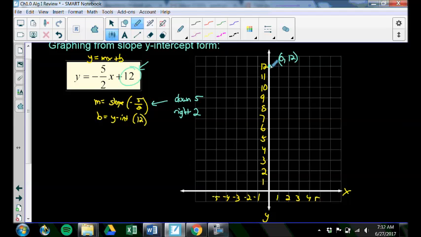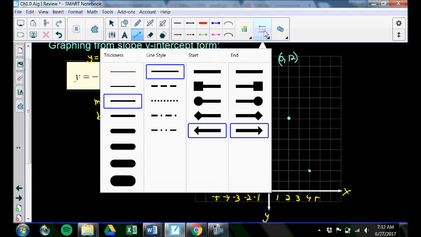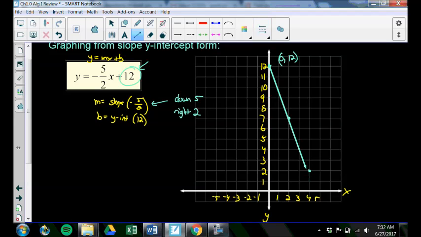So from this point, I count down 5, right 2, and that's one point on my graph. Then I'll go down 5 again, right 2 again. There's another point on my graph. Now, once you have 2 points, you can connect them. 2 points make a line. But the further out you can space those points, the better. Here is the graph.